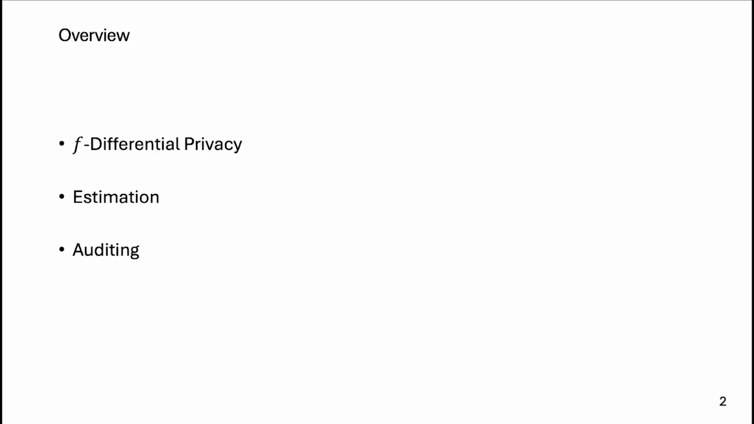Here's a brief outline of this talk. We'll start by introducing the privacy notion that we want to audit, namely f-differential privacy. We then take a look at how to estimate the privacy parameters in FDP. And finally, we will discuss how to audit privacy claims in the FDP framework.